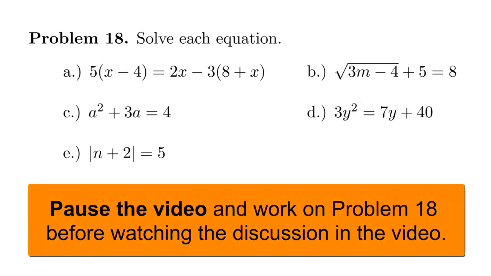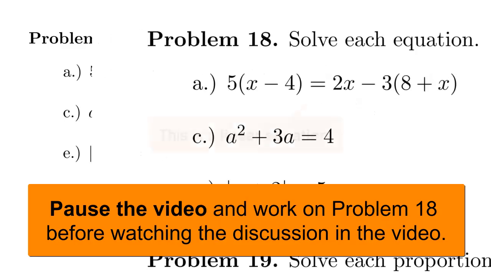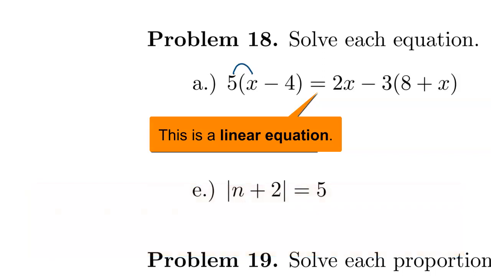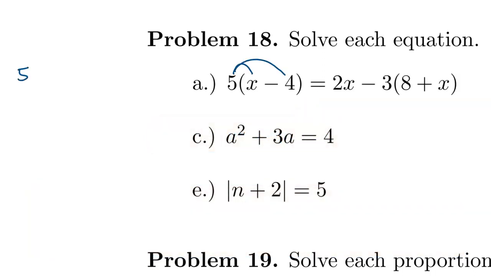Problem 18 asks us to solve some equations. For the equation in part A, I can start by distributing the 5 on the left-hand side to remove those parentheses. I get 5x minus 20. And on the right-hand side, in a similar way, I can distribute the minus 3. The right-hand side then becomes 2x minus 24 minus 3x.